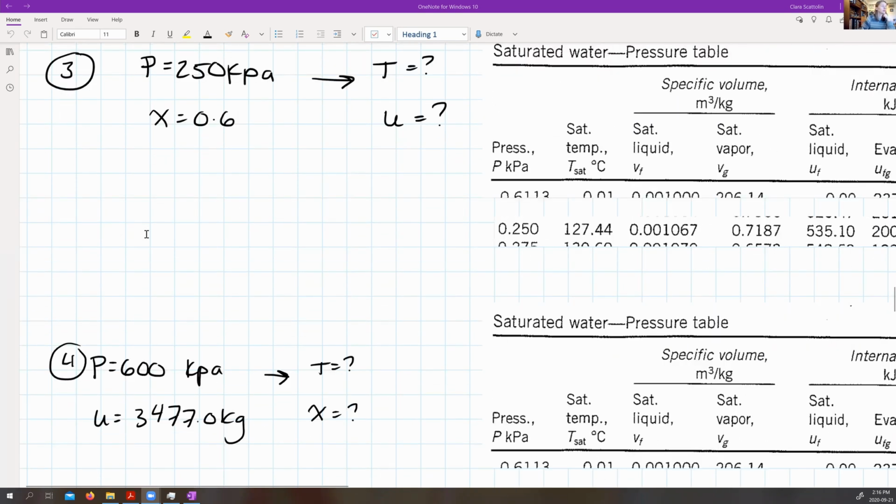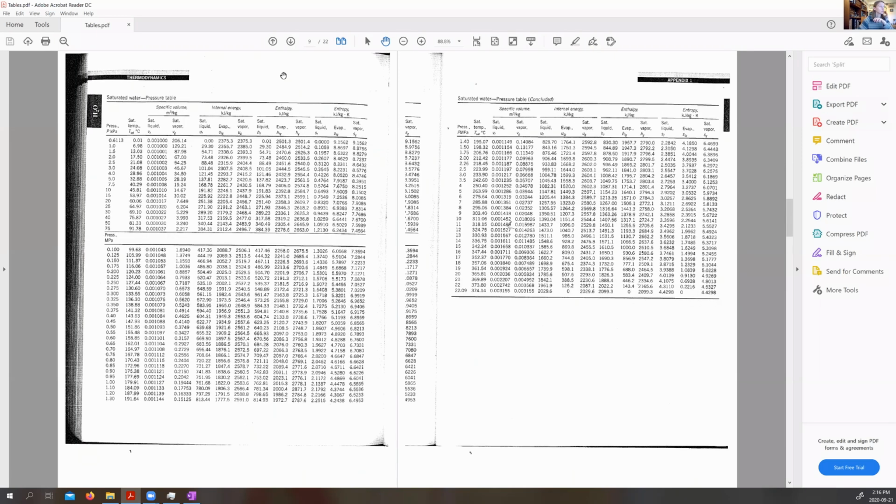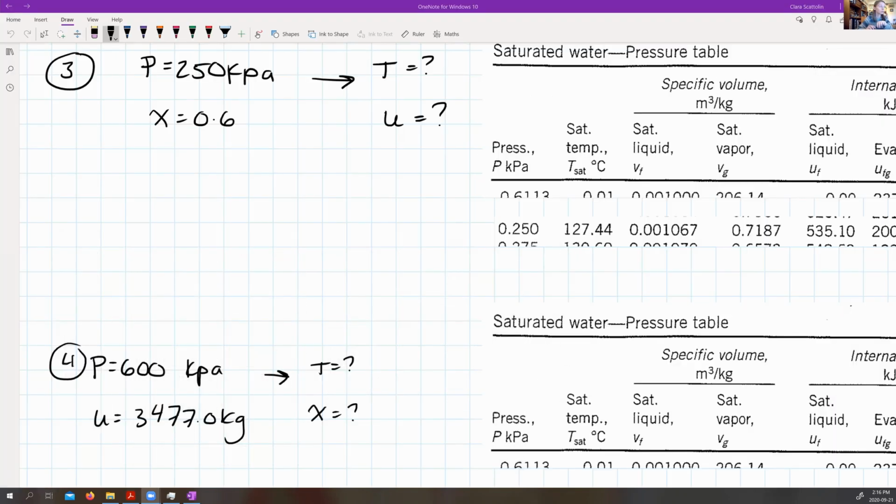All right, so question 3. In this question, I'm given pressure. Put my tablet back in. I'm given pressure and quality this time. Those are my knowns. Okay, the tablet's working. So in the previous question, I was looking at temperature tables because I was given values of temperature. This time I am not. I'm given values of pressure. So instead, we're going to open up the pressure tables, which I screen capped here.